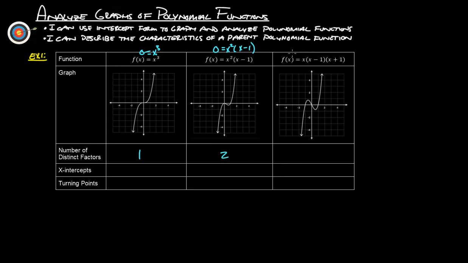And then over here, we could make that equal to 0. What minus 1 gives us 0? 1. And then what plus 1 gives us 0? Negative 1. So we have three distinct factors there.